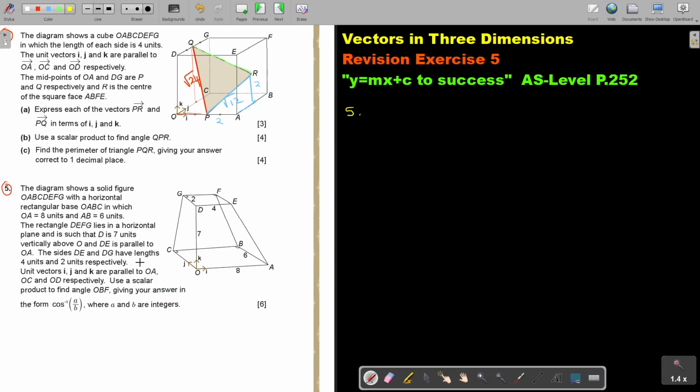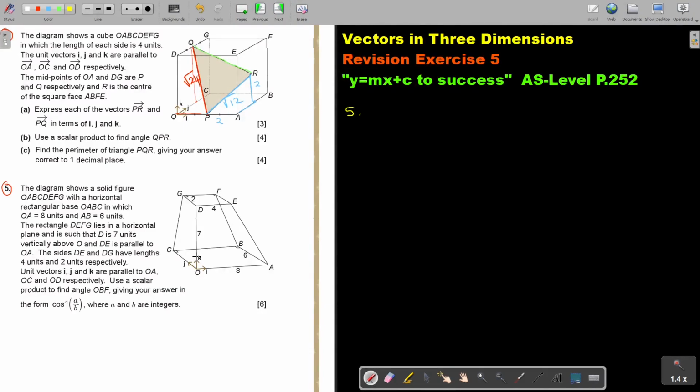The sides DE and DG have lengths 4 and 2. It's indicated. Unit vectors I, J, and K are parallel to OA, OC, and OD respectively. Use a scalar product to find angle OBF, giving your answer in this form, where we don't work it out, we just write it there, where A and B are integers.